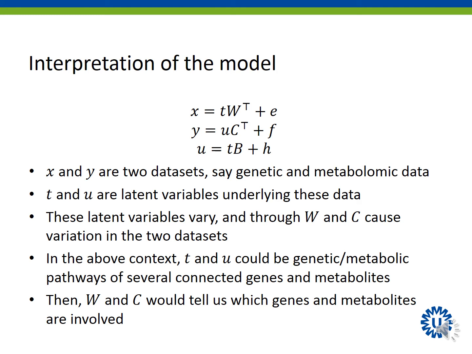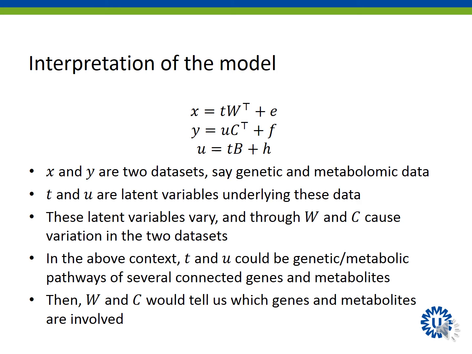Now, how to interpret this model? Let's make it a bit more specific. X and Y are two data sets, let's say genetic and metabolomic data. Now T and U are latent variables underlying these data. And these latent variables vary. So variation in these latent variables T and U causes variation in the two data sets, X and Y. Or, put differently, variation in X and Y is caused by variation in T and U. And this is through W and C.